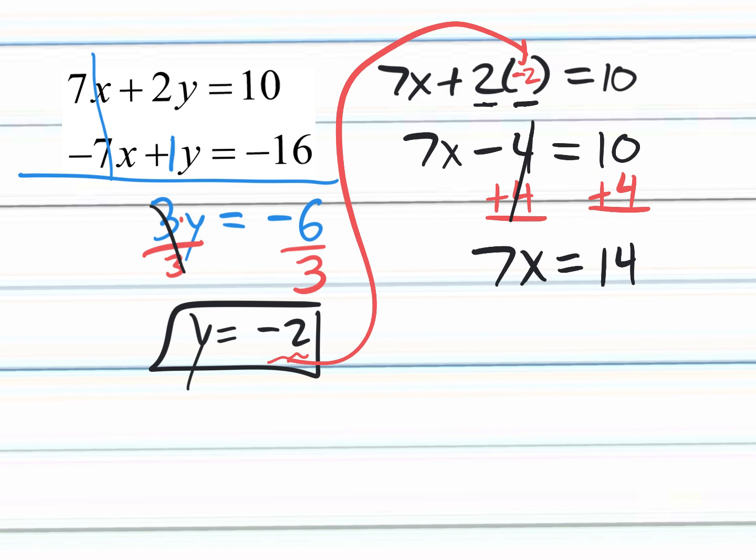What does that really say? It says 7 times x equals 14. To get rid of the multiplication of 7 in front of the x, you would divide by 7. That'll give you your answer, x equals 2.